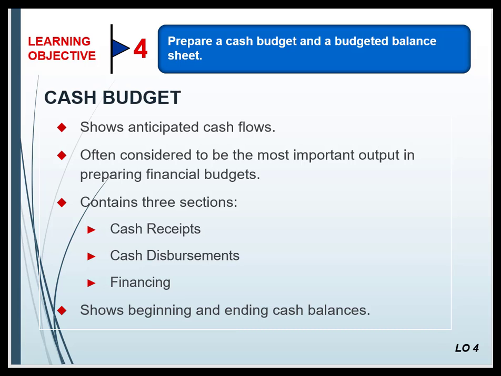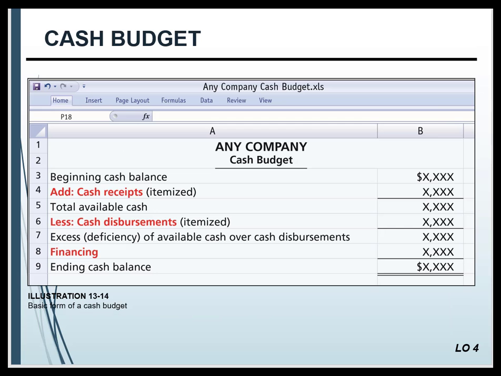There are three sections to this piece, right? We're going to talk about cash receipts, cash disbursements, and then financing. In the end, we'll be able to combine this with some other information about plant and equipment, etc., that will get us to the balanced budget in the end. So, what does the cash budget look like?